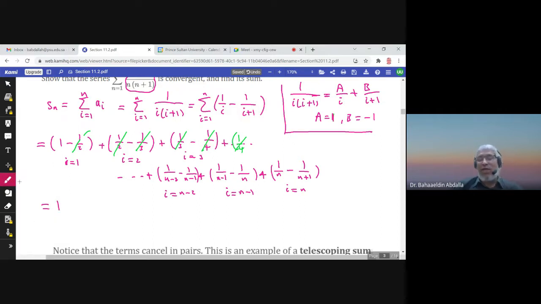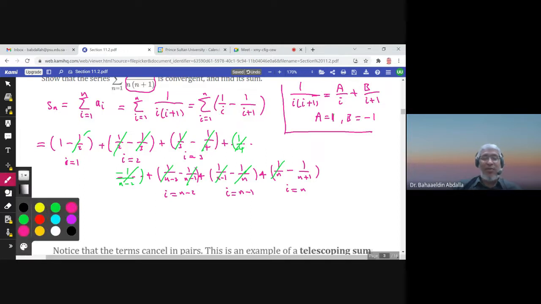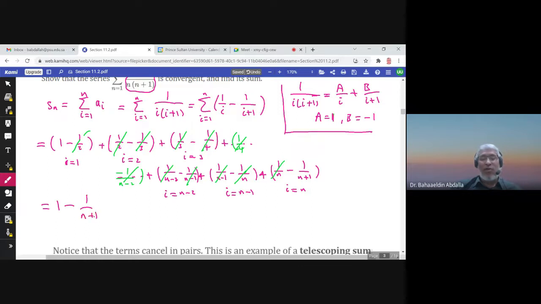Okay, let us look at the last terms. This is negative 1 over n, and this is positive 1 over n, so they will be cancelled. This is negative 1 over n minus 1, and this is positive 1 over n minus 1. If you use i equals n minus 3, minus 3 plus 1 would be minus 2, so you will have negative 1 over n minus 2 here, and it would be cancelled with this. All the terms in between will be cancelled, except the last term, which is what? Negative 1 over n plus 1.